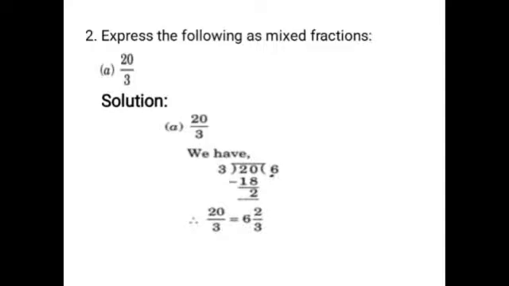Okay, see question number 2. Express the following as mixed fractions. Okay, 20 by 3. In 20, how many 3's are there? In 20, 6 3's are there. 6 3's are 18. Remainder is 2.